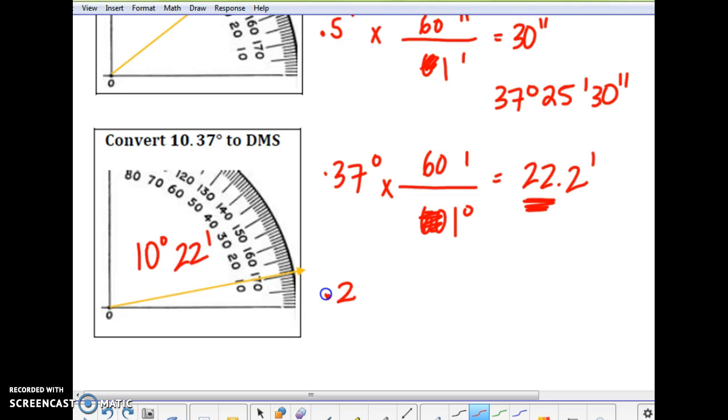going to take that 0.2 and convert that into seconds. Seconds on top, minutes on the bottom. 60 seconds over 1 minute. 0.2 times 60 equals 12 seconds.